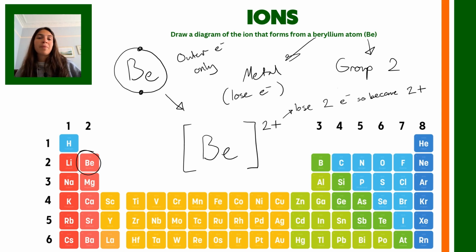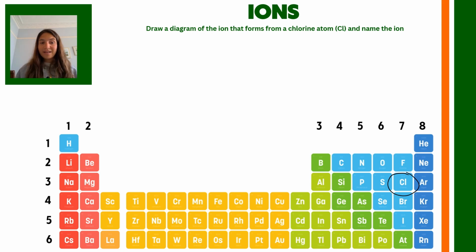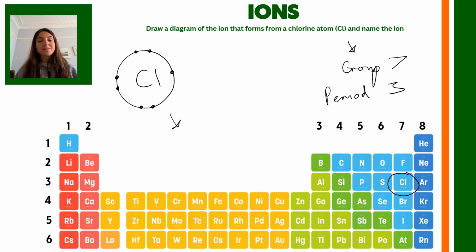So that's why you've just got the plain Be in the center of those square brackets. Okay, now I've been asked to draw an ion that forms from a chlorine atom, Cl, and to name that ion. Okay, so first let me find Cl in my periodic table, and there it is. So it is in period 3 and it is in group 7.